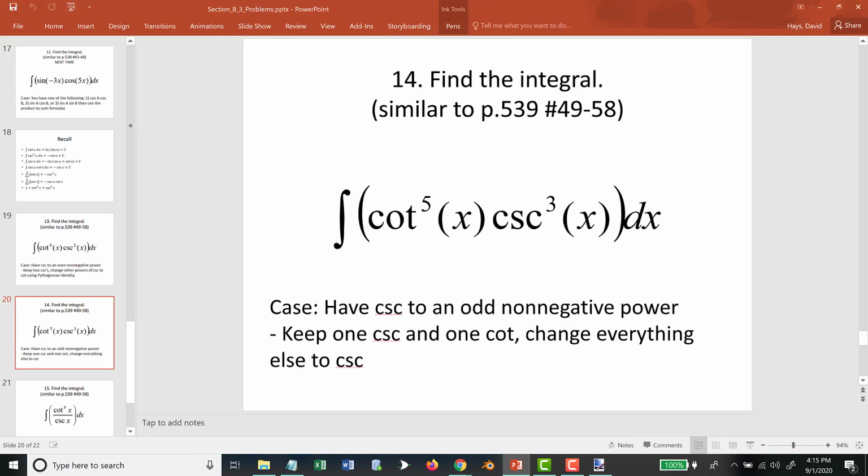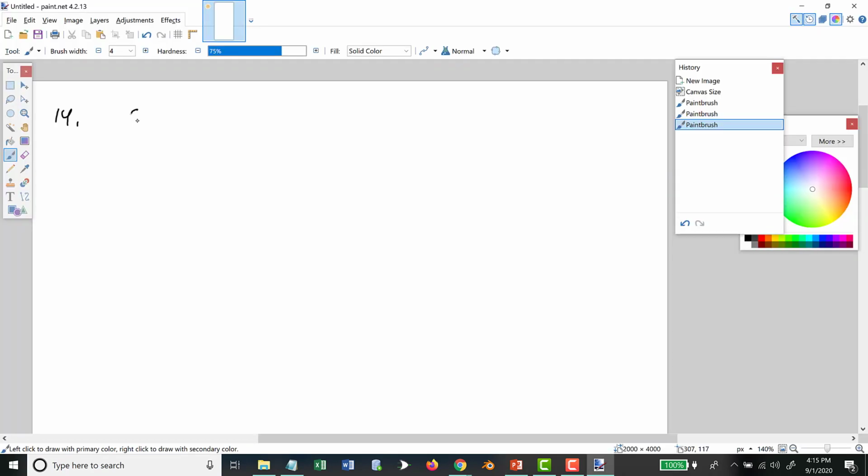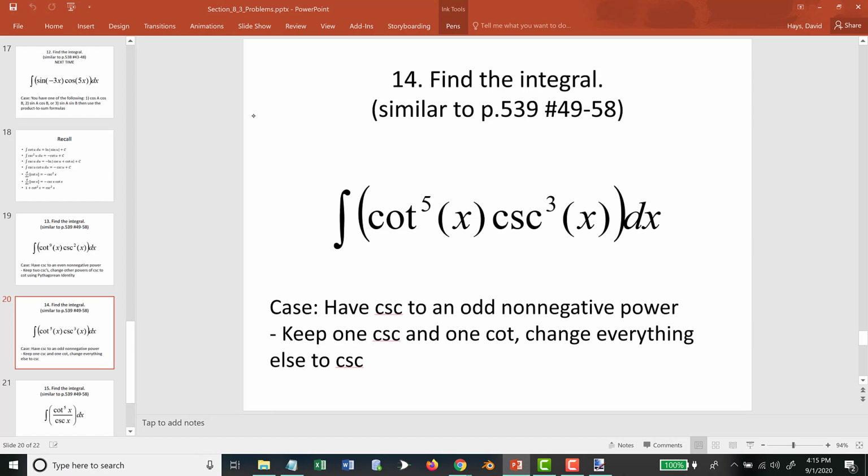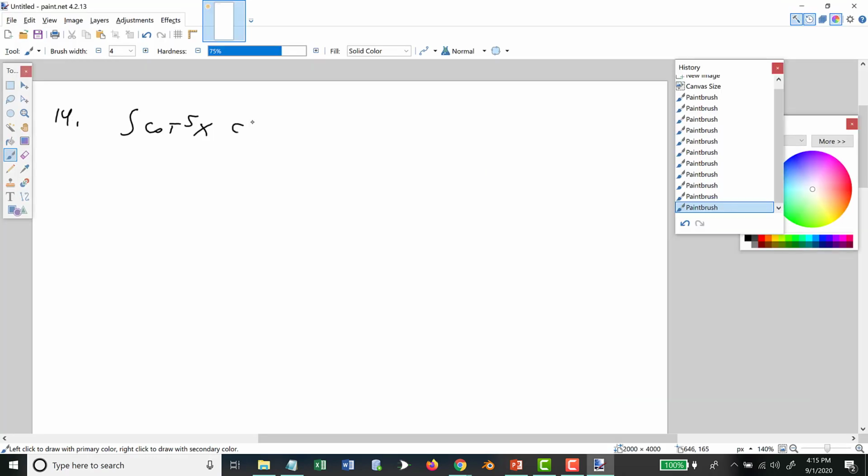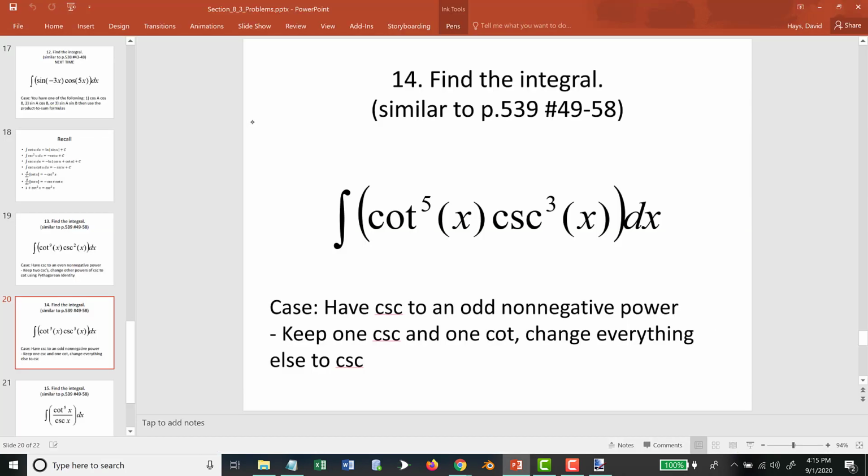Number 14. We've got the integral of cotangent to the 5th, cosecant to the 3rd, dx. And what I say is, have cosecant to an odd non-negative power. Keep one cosecant and one cotangent. Change everything else to cosecant. Okay.